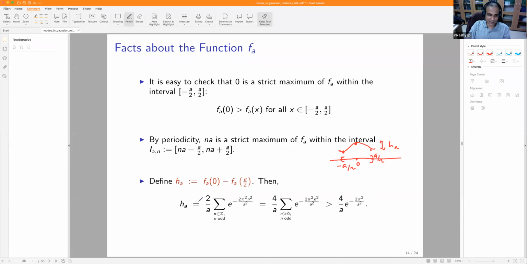The height difference is the value of the function at 0 minus the value of the function at a over 2, and some simple observations show that it is then bounded below. It's a completely simple bound: you get equalities all the way, and then you throw away everything else except for the term n equal to 1 in this summation. The summation is over odd values of integers, and you just keep the integer n equal to 1, and that gives us a lower bound on the height.